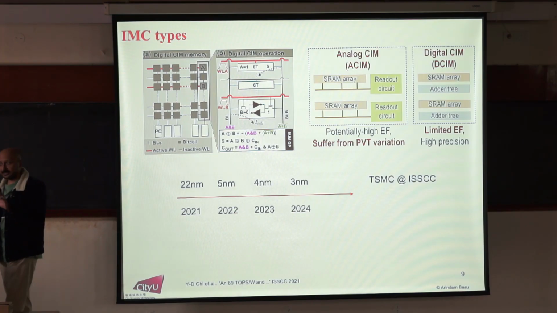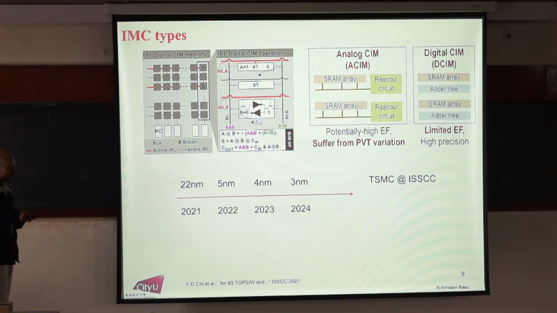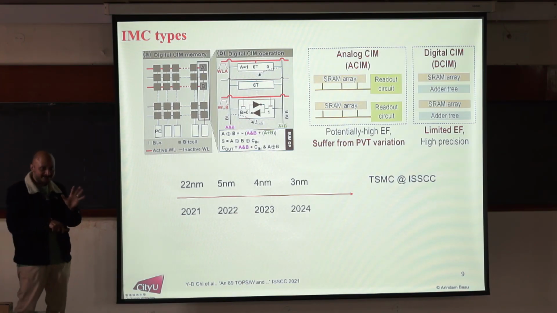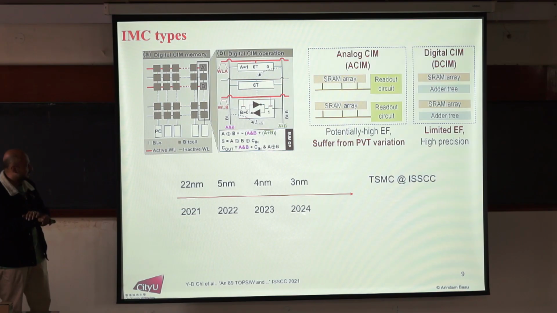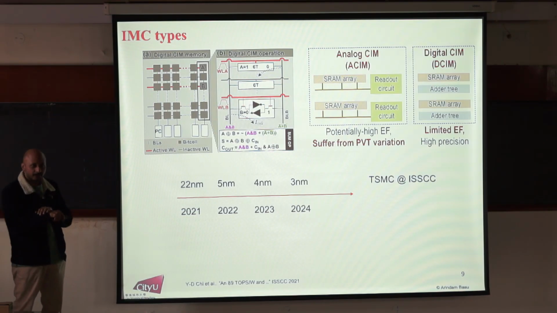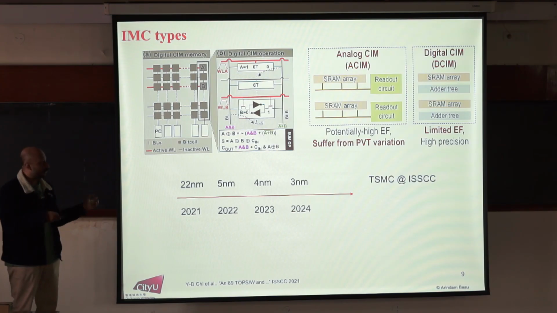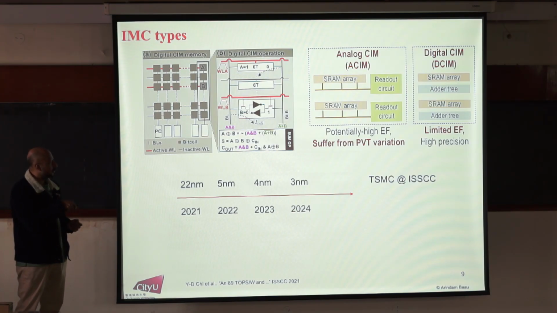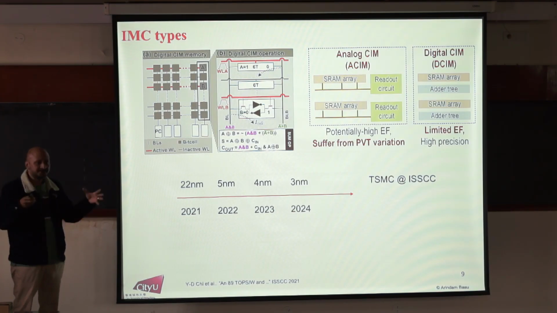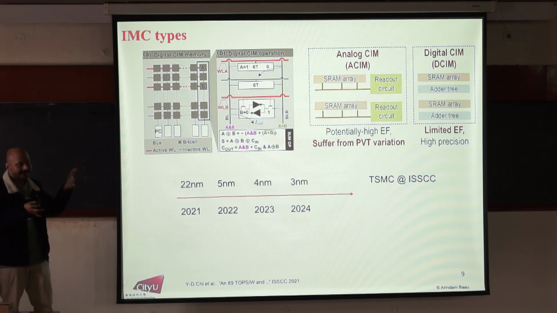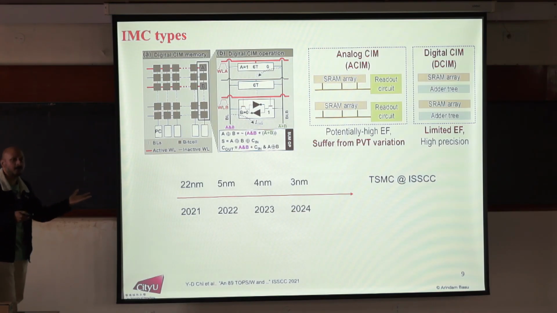As we would expect, they're pioneered and being pushed by TSMC, and these are their papers at ISSCC over time. They're going from 22 nanometer to 5 to 4 to 3 nanometer and so on. Why? Because these digital circuits really scale very well. As they go to more and more advanced nodes, a lot of these extra circuits are shrinking very well, whereas the analog CIM cells don't shrink so well. So of course they are doing what they are very good at.